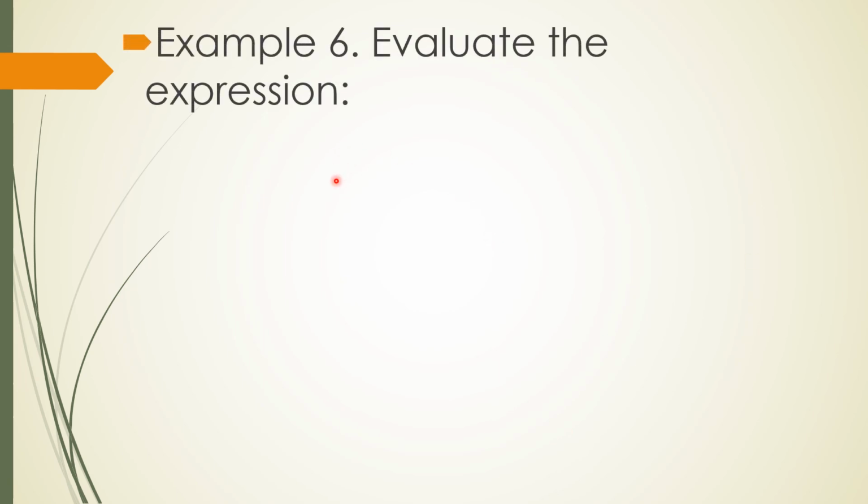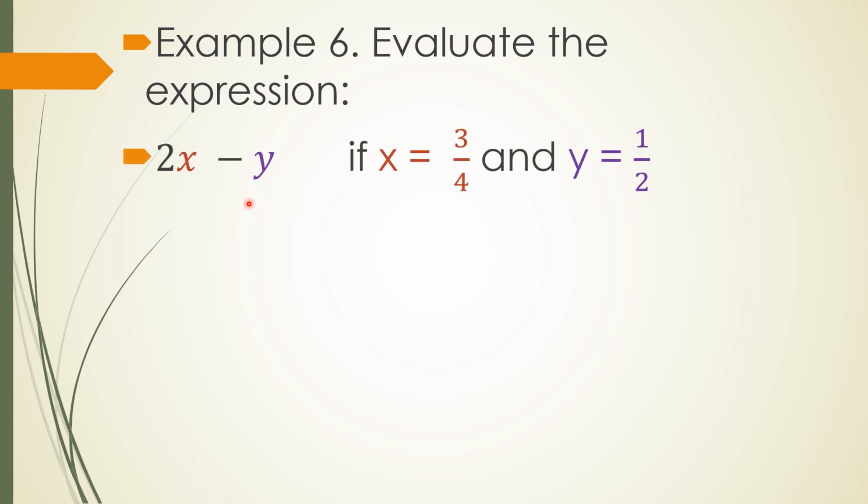And now we have example number 6. Evaluate the expression 2x minus y if x equals 3/4 and y equals 1/2. So substitute the values of x and y. Sa x ay papalitan natin ng 3/4 and si y papalitan natin ng 1/2. So we have now 2 times 3/4 minus 1/2.